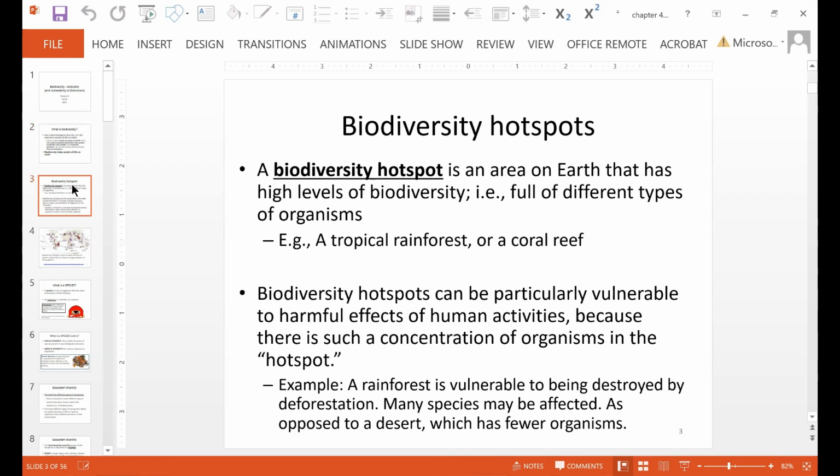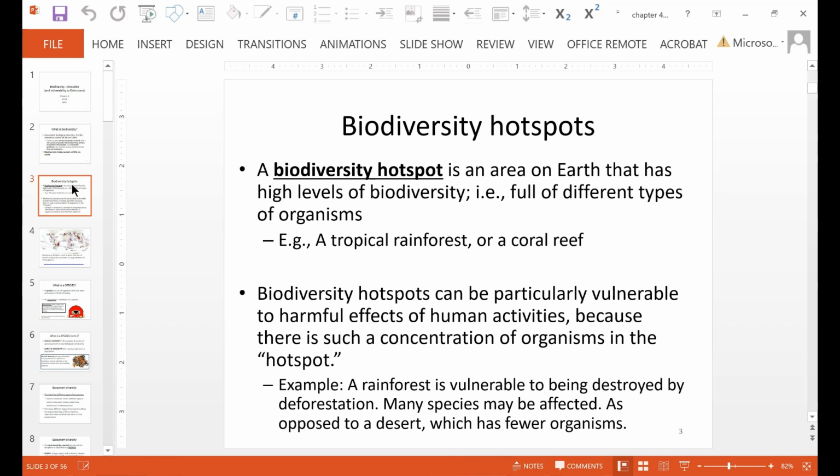A biodiversity hotspot is an area on Earth that has high levels of biodiversity. In other words, they are full of different types of organisms. For example, a tropical rainforest or a coral reef.